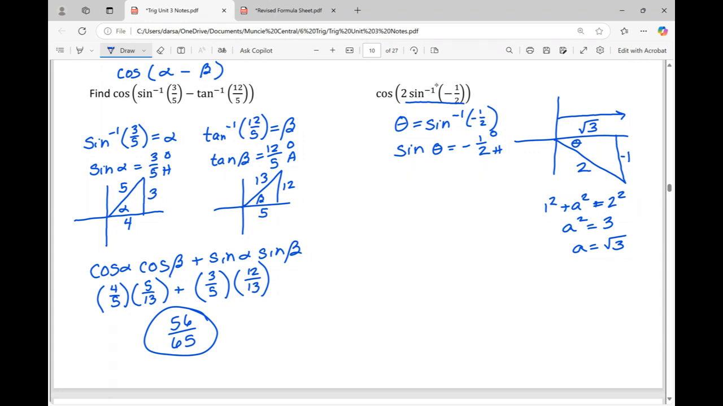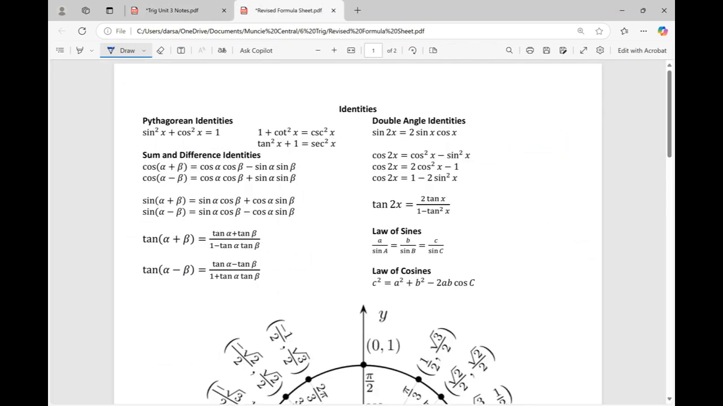Now, let's go back up here. What are we doing? This is the cosine of 2, but remember we defined sine inverse to be theta. So this is the cosine of 2 theta. Does that look familiar? It should. If we look at our formula sheet, cosine of 2 theta or cosine of 2x, we had 3 different ways to calculate this. So I'm going to use this third one down here because I think that this will be the easiest one for me to figure out.